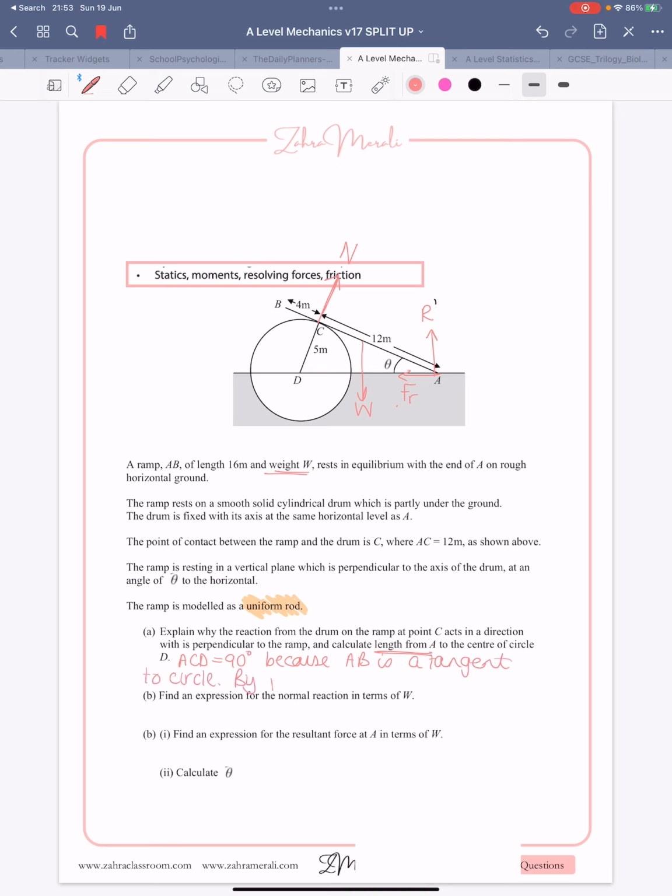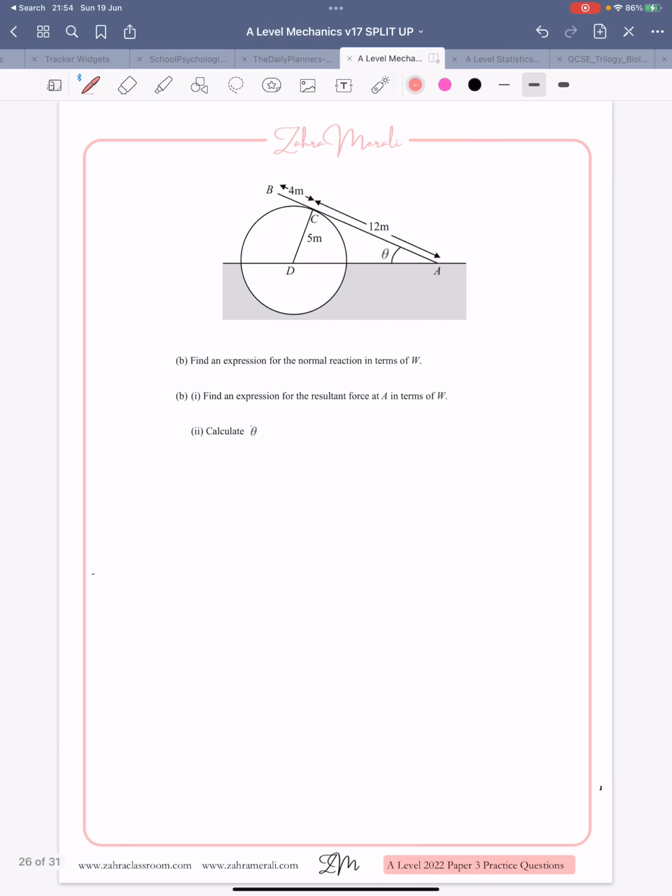And by Pythagoras, because we know the other two sides, so either you recognize it as a 5, 12, 13 triangle, or you can say the square root of 5 squared plus 12 squared is going to give you 13 meters. And now we're going to go through the process of resolving what we have there. Right, so we've got our diagram.